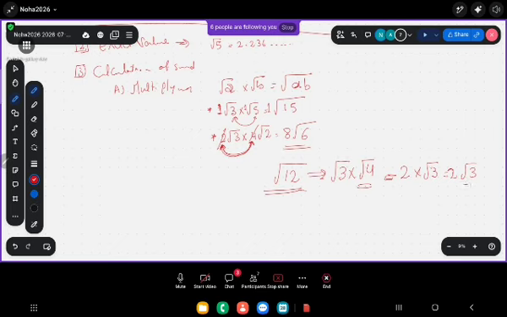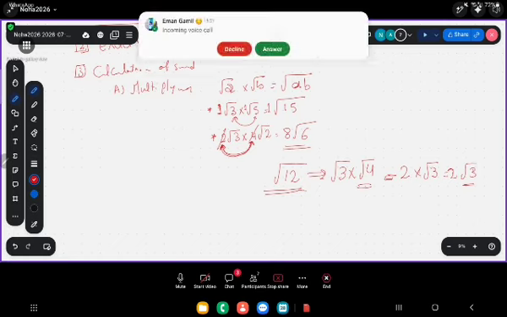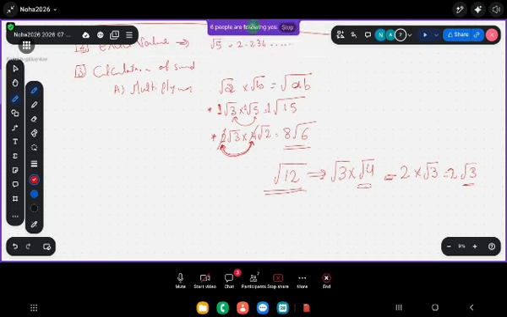You will ask it: root 3, can you simplify more? No, I can't. Why? Because it's not a product of two numbers where, if I multiply them together, one of them will be a perfect square, like that. This 12 is a product of 3 multiply 4, and 4 is a perfect square. So I can simplify root 4 into a number, like 2. But here, I don't have more. Why? Because root 3 is not a product of any two numbers where one of them is a perfect square. Get it or not? I hope you understand it.